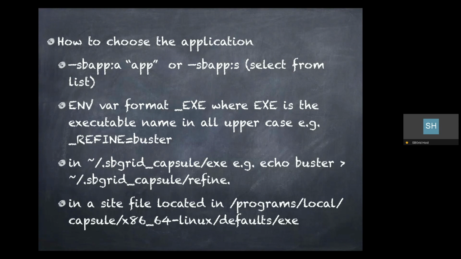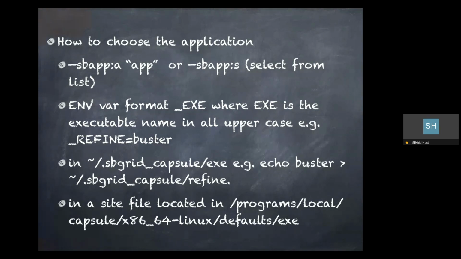You can also do it with an environment variable. The environment variables are all of the form _ the executable in all uppercase, and then you set it to whatever application you want. That's also a good way to test things if you just want to try it from this application versus that application. You can test it and not really make a permanent change to your environment. And then you can also use the .SBGrid Capsules directory for something that you want to do more permanently. And if you wanted to define it by your site or by your lab, you could use the program's local capsules.